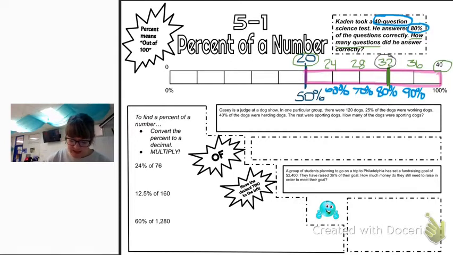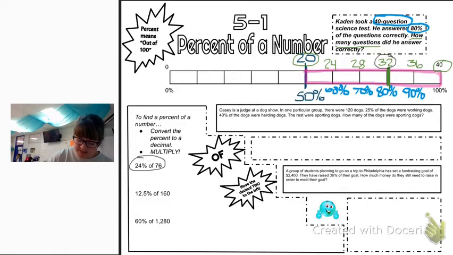On the left, it says to find a percent of a number, convert the percent to a decimal, and then multiply. So for example, if we're trying to find 24% of 76, 76 is the whole thing. If we were to do a bar model for this, it would stretch out 76 so that it lines up with 100, and we want to find 24% of that. Well, 50% would be half, so we know we're dealing with something less than half. We know that 25% is a fourth, so 24% is pretty close to 1/4 of 76. So we have an idea of what the correct answer should be.